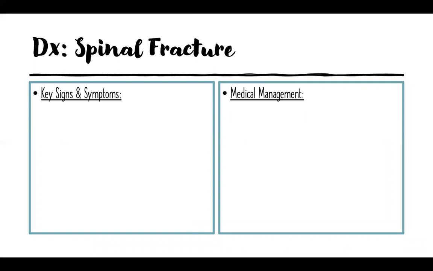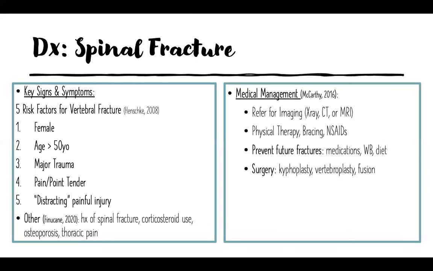Okay, moving on to spinal fracture. What are our key signs and symptoms for spinal fracture, and what might our medical management look like for these individuals? Some of our main signs and symptoms are female sex, increased age, major trauma, and if somebody is point tender to palpation. If that pain is distracting, in other words, unable to be relieved, with not many easing factors, then we suspect something more serious, such as potentially a fracture.